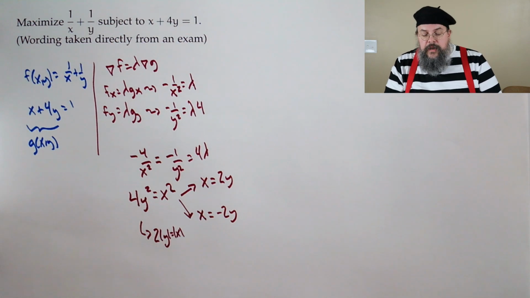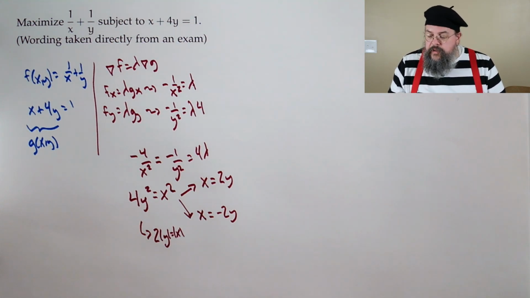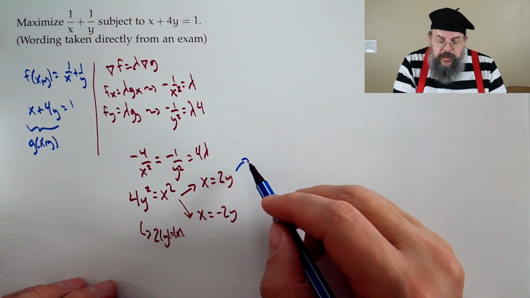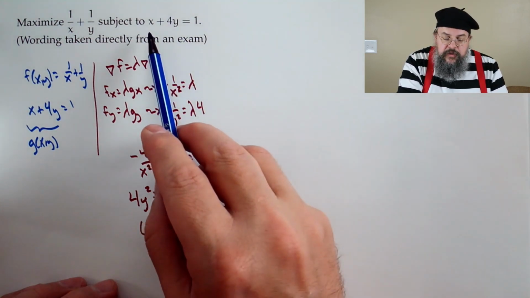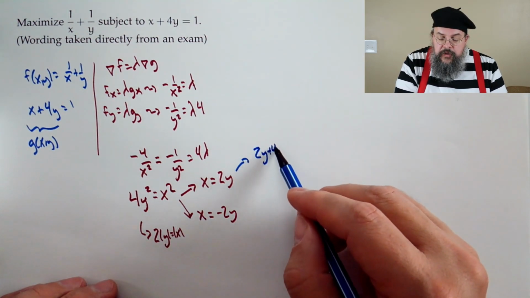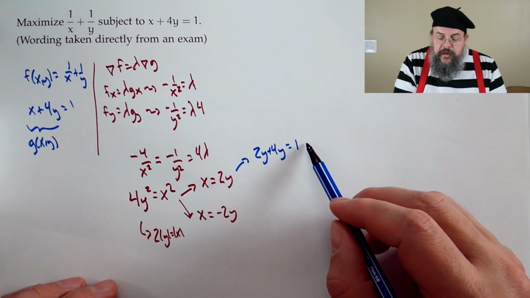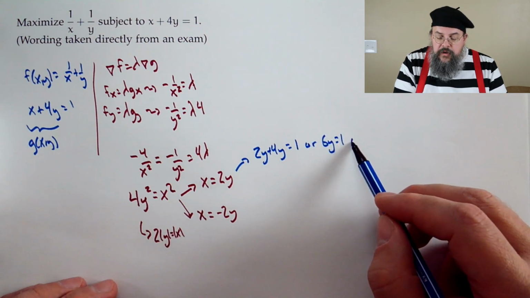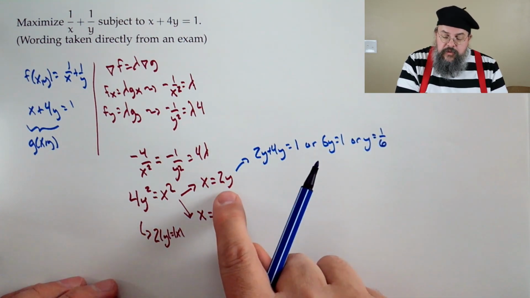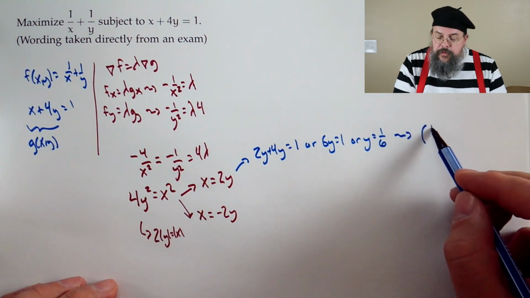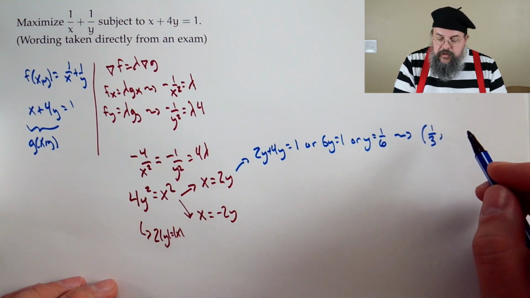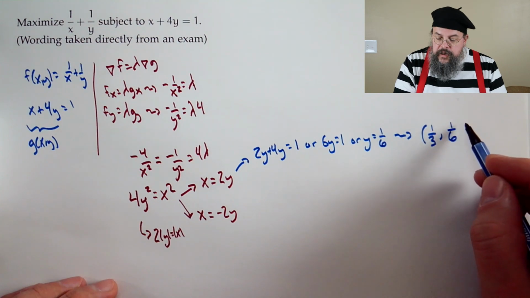Well, now we say, okay, let's see what we have. Suppose x equals 2y. Well, if we follow this through, I can replace x by 2y. So 2y plus 4y equals 1, or 6y equals 1, or y equals 1/6. Now, if y equals 1/6, x is twice as big, so that gets us to the point 1/3, comma 1/6.